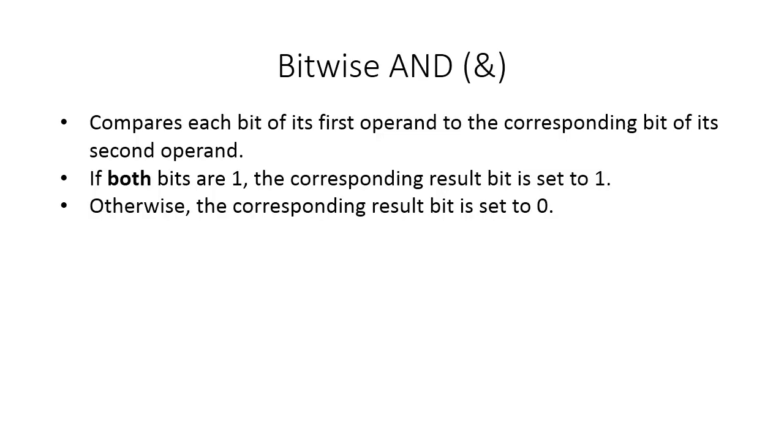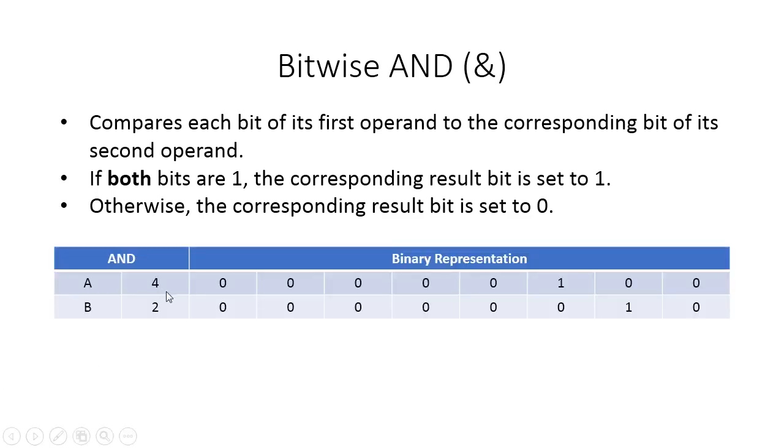The bitwise AND operator compares each bit of its first operand to the corresponding bits of its second operand. And observe, if both bits are 1, the corresponding resulting bit will be 1. Otherwise, the bit will be 0. Let's take an example and try to understand. I've taken an example wherein one of the variables has a value 4, another variable has a value 2, and the binary representation is mentioned here. Remember, whenever you talk about bitwise operators, you should first write down the binary equivalent of the number, and then you have to work on the individual bits, right?